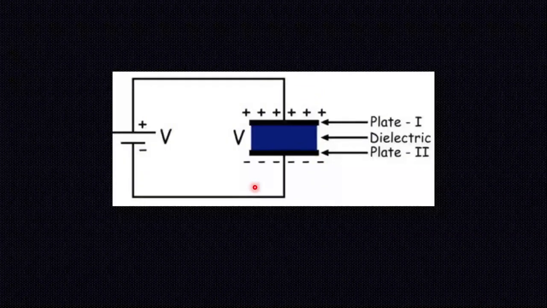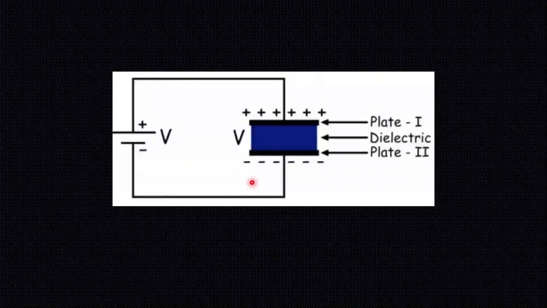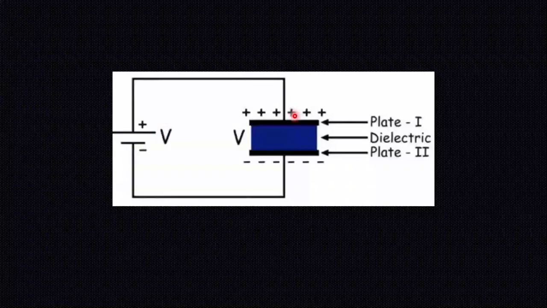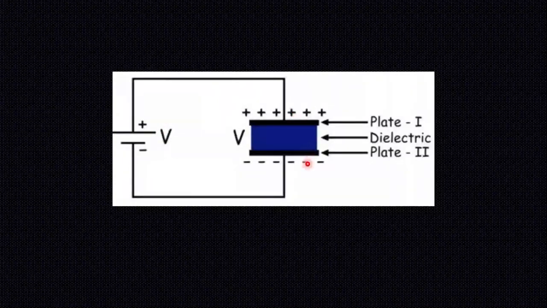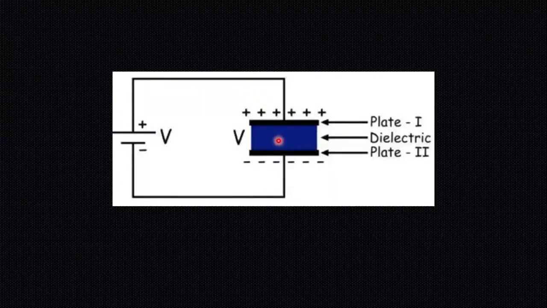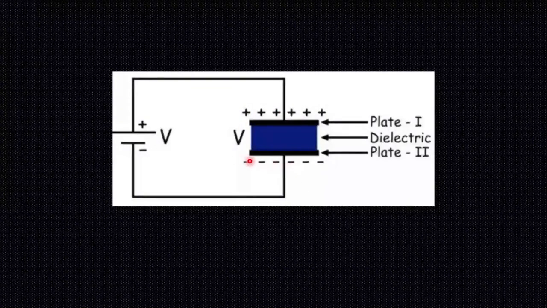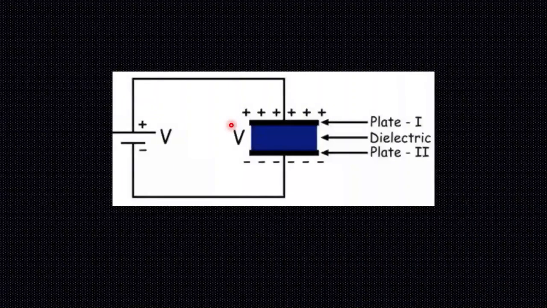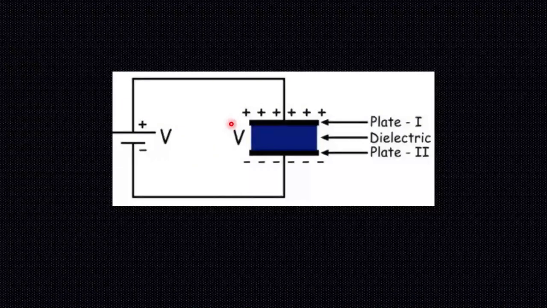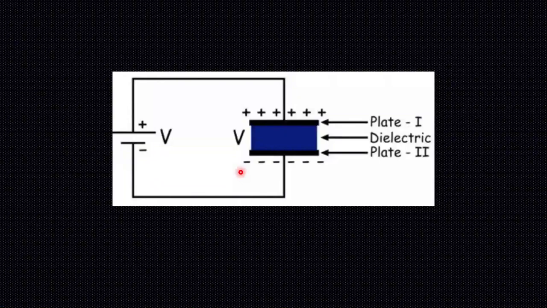At steady state condition, the current from the battery tries to flow through this capacitor from its positive plate to the negative plate. But actually, because of the presence of this insulating material, the dielectric, it can't pass through. So an electrical field gets created across the capacitor. As you can see, the electrical field gets created between the positive and negative sets of ions.